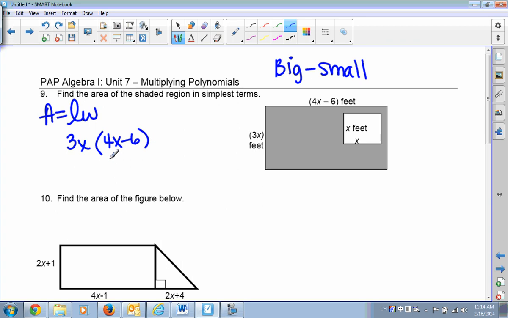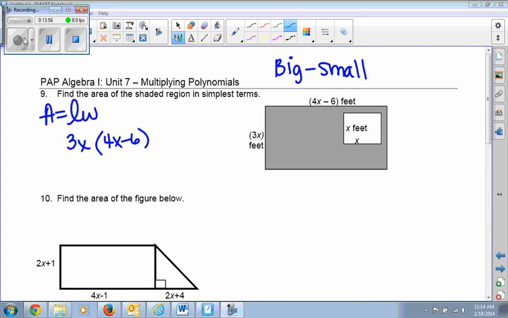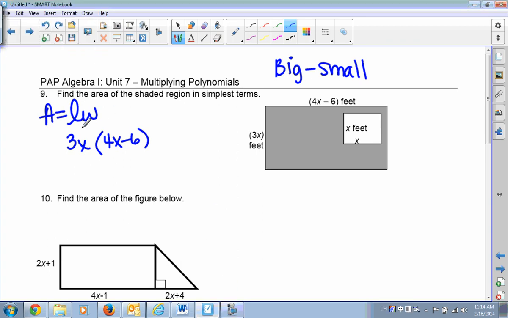So go ahead real fast and simplify that. Multiply in. Awesome. Okay, you have the answer. What is it? 12x squared minus 18x. Perfect. You're getting it. So that's the big shape, right? The rectangle. Okay, and then what shape is our small shape?